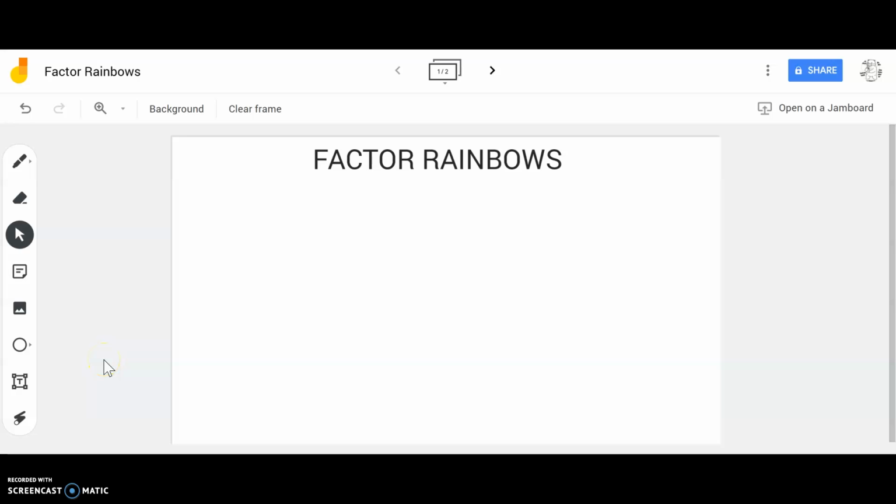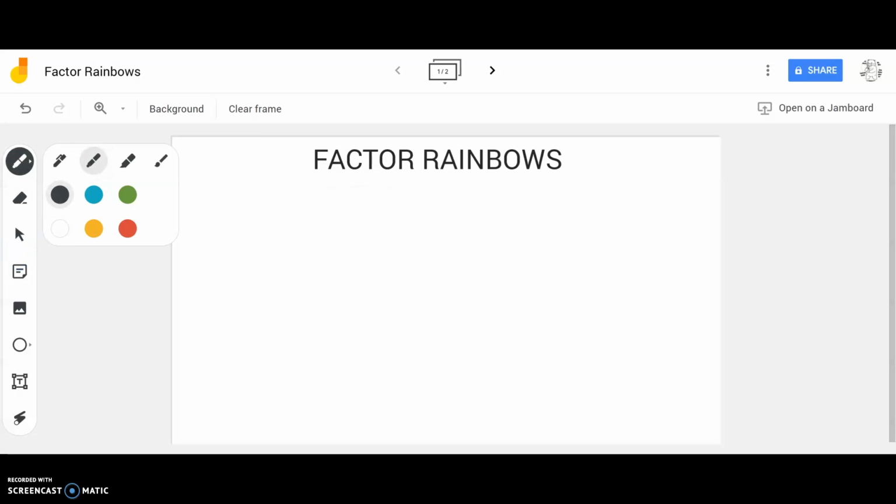I want to show you my favorite strategy to find factors. Factors are the numbers we multiply to create a product, or the numbers that we multiply to find the answer in a multiplication equation. My favorite way is through drawing, of course, because I love to draw. So how can we find factors?